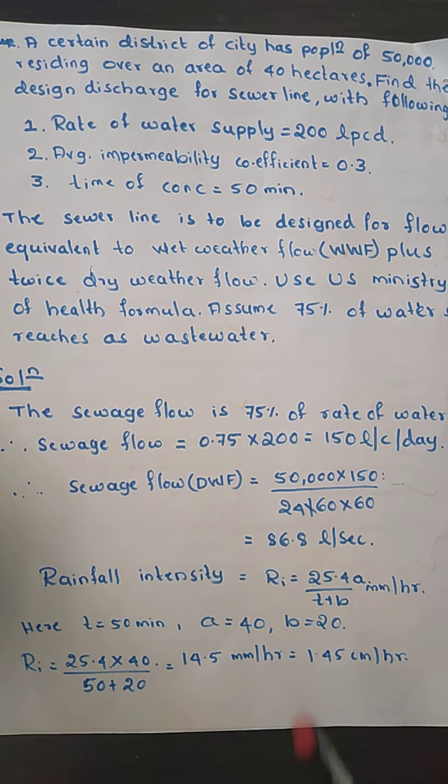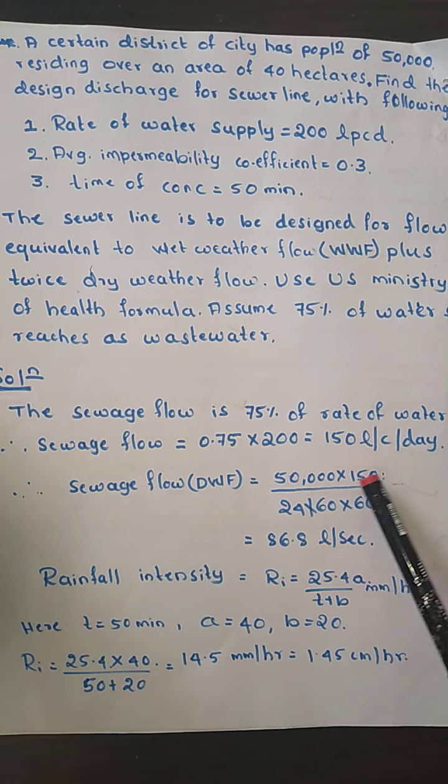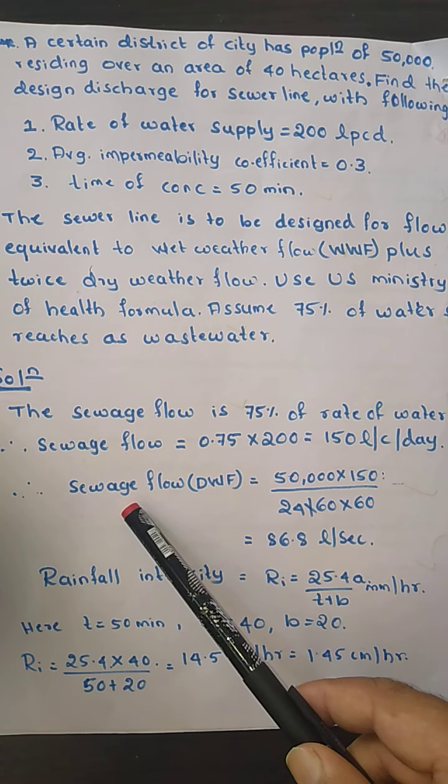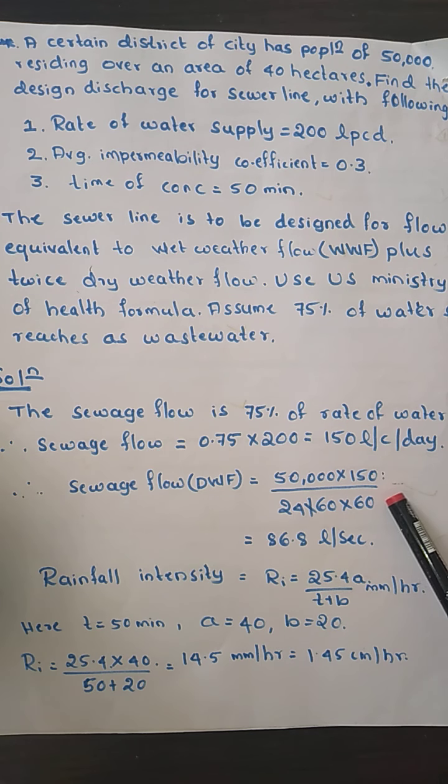Now therefore the total sewage. How much is the population of the city? It is 150 per person. Population of the city is 50,000. So the total sewage flow of the city is 50,000 into 150.